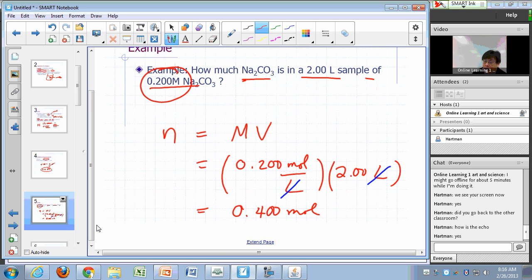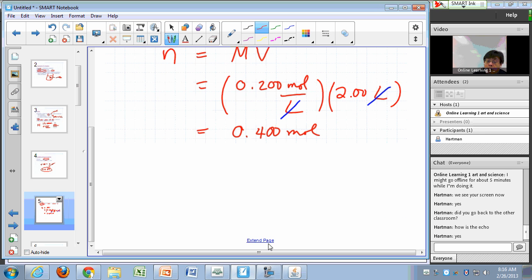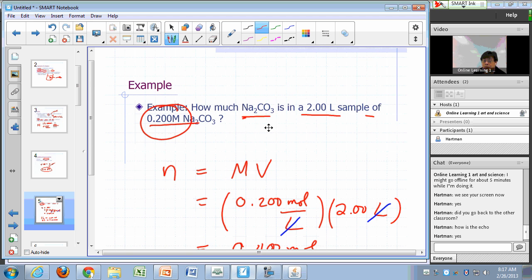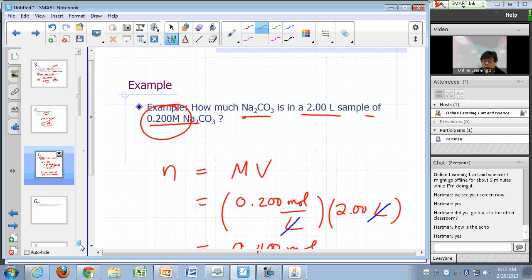Let's see if this makes sense. If you had 1 liter, it's going to have 0.200 moles. So it only makes sense that if you have 2 liters, you're going to have twice as much, 2 times 0.200 moles. So that's another way of looking at it. Number of moles is however many liters you have multiplied by the moles that you would have per liter. So number of moles of solute in a given solution is just molarity times volume. If you're using milliliters as your volume, then you get the answer in millimoles. Now, how many grams would this be?